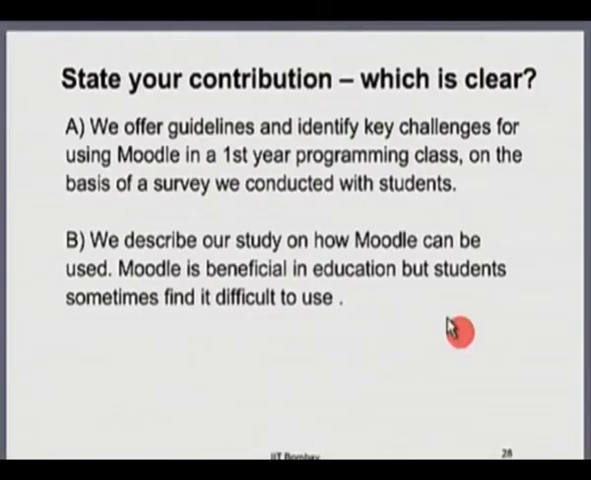Next, we'll look at two ways of stating your contribution. And let us say you are now the referee of a paper and you are looking at two papers with contributions written in two different ways. What I'd like you to say is which to you as a reader, so now I want you to put on your reader's hat, which is clearer as a reader, A or B?